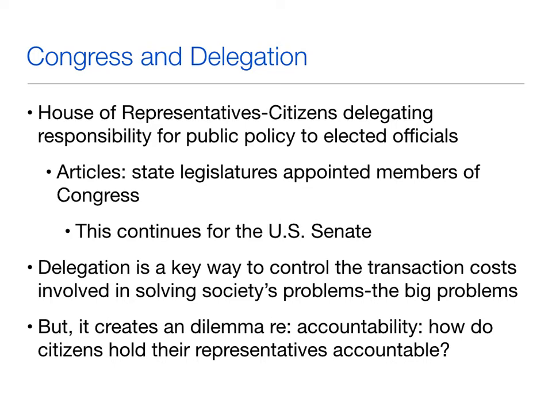Under the Articles, you had state legislatures appointing members of Congress. This continues for the U.S. Senate, so you have some continuity from the Articles to this new government. But you have now a system of delegation, which is relatively new. Instead of having delegation from state legislatures to a national legislature, you have that in the Senate, but you have now also delegation from the masses, from the population in general, delegating to elected representatives from their districts. So the delegation now is a key way to control transaction costs involved in solving society's problems.